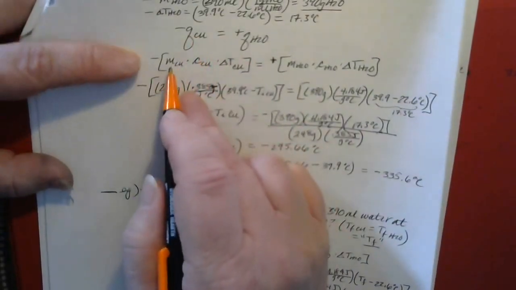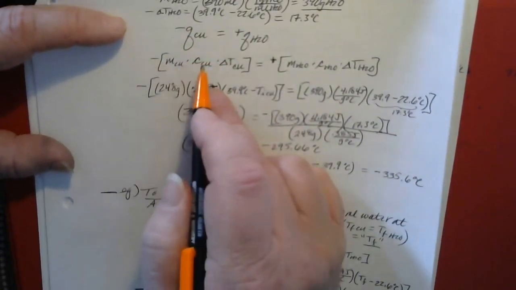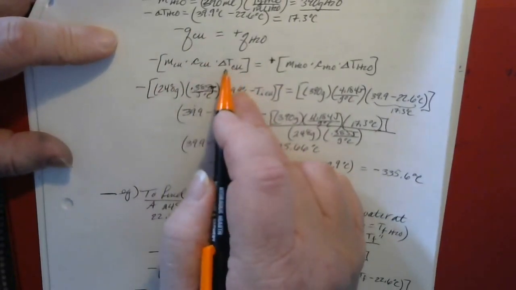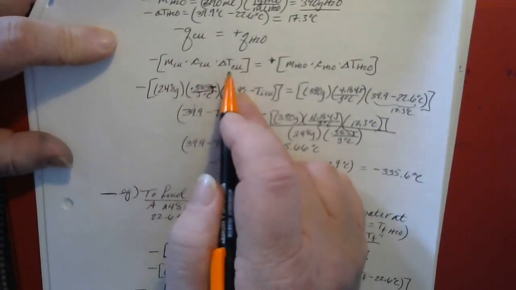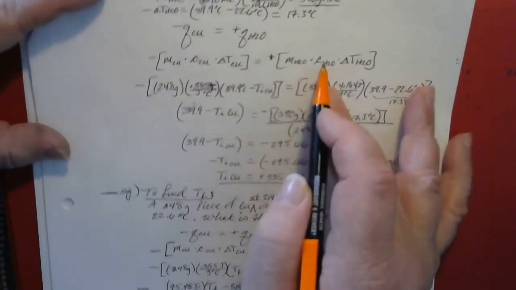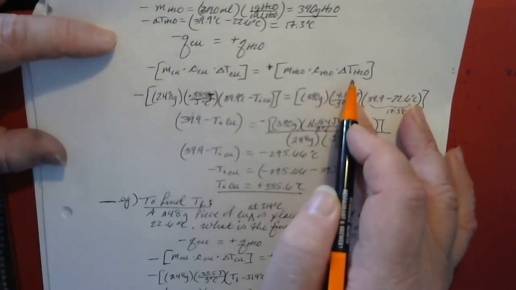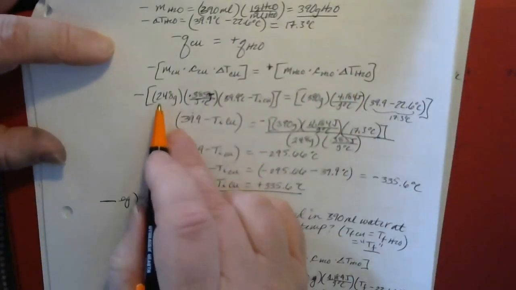Q of copper is the negative Q of copper, so that's going to be the negative mass of copper times specific heat of copper times change in temperature of the copper. And Q of H2O is the mass of the H2O times specific heat of H2O times the change in temperature of H2O. And then you can just start filling the values in.